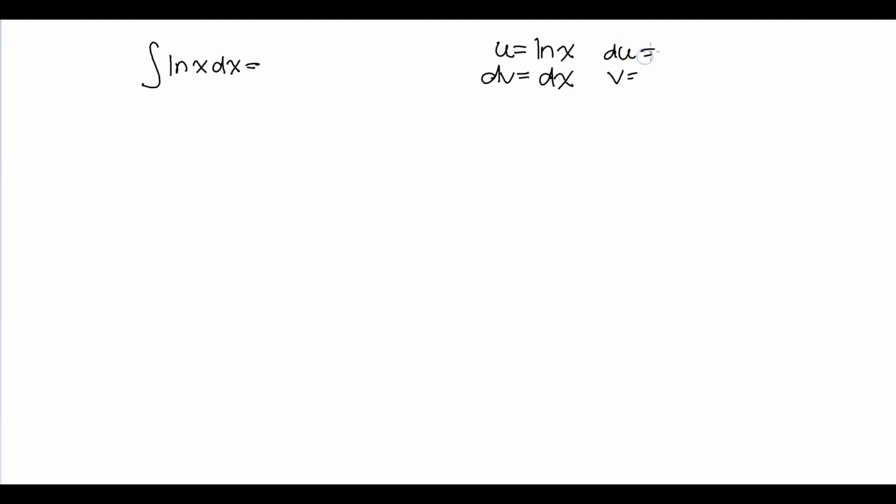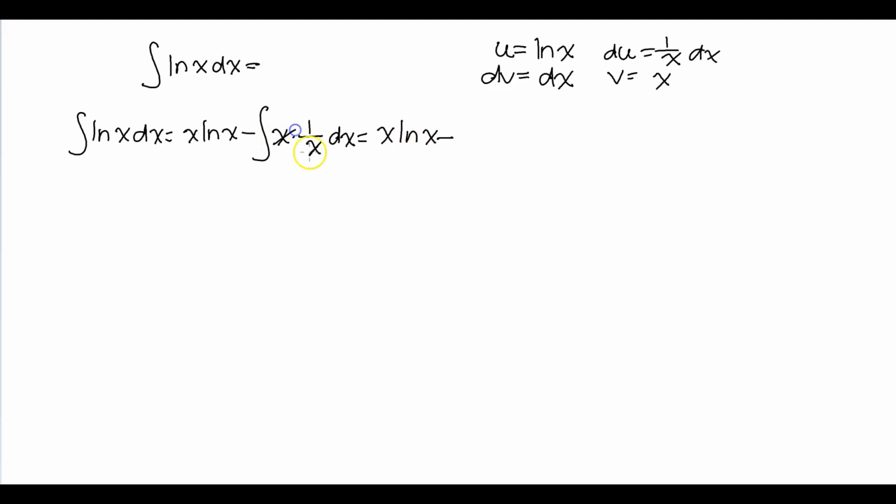And that makes sense because du, the derivative of ln of x, is just 1 over x. A lot simpler. And v equals x. The integral of dx is just x. So what we end up getting is the integral of ln of x dx equals u times v, x ln of x, minus the integral of v du. X times 1 over x, dx. This gets x ln of x minus, this becomes 1. And that gets us x ln of x minus x plus c.